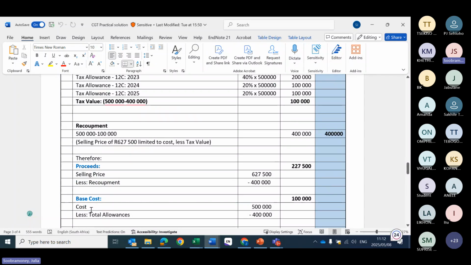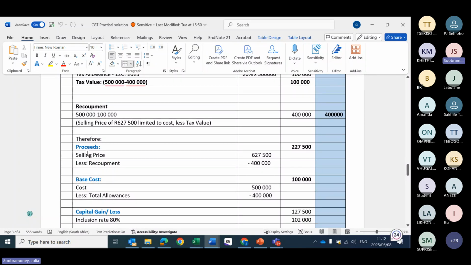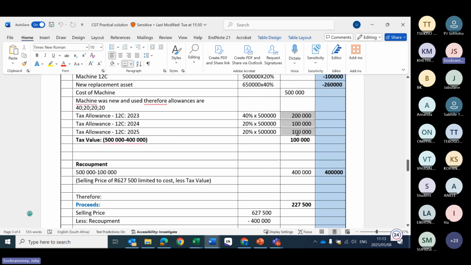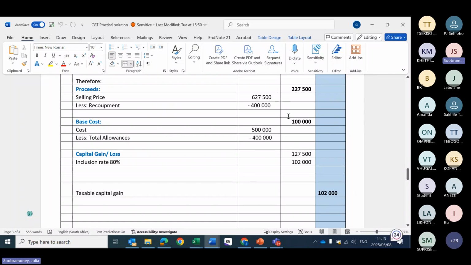After recoupment, what's the next step? Proceeds. What is proceeds? Selling price, 627,500, less my recoupment, 400,000, to give me my proceeds of 227,500. Base cost is my cost price, less all my total allowances of 400. Where did I get that, students? From here. Total allowances there. Okay. To give me a new base cost of 100.